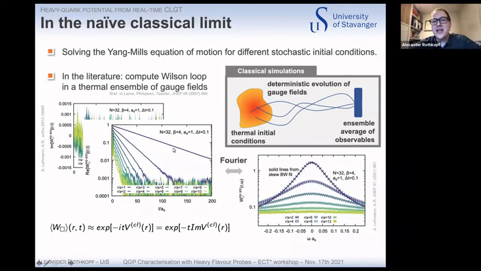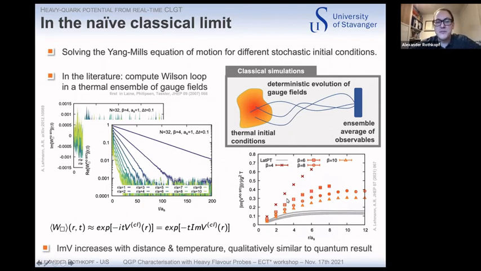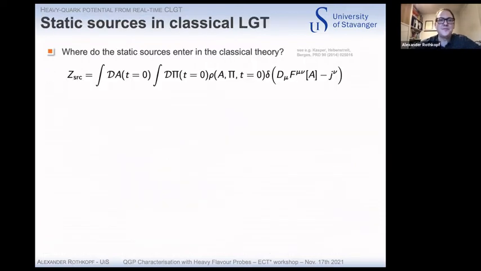We could do our Fourier analysis. We take the Wilson loop, we Fourier transform it, and you nicely see this skewed Breit-Wigner-like shape here. It's centered at 0, which tells you that the real part is 0, and the width of that peak increases as you make the spatial separation larger. So this tells you that you get an imaginary part that increases with spatial distance. This looks quite similar to the quantum result: it increases with distance and temperature, but there's no real part. So what's going on? We try to answer this by asking, where do the static sources actually enter in the classical theory?